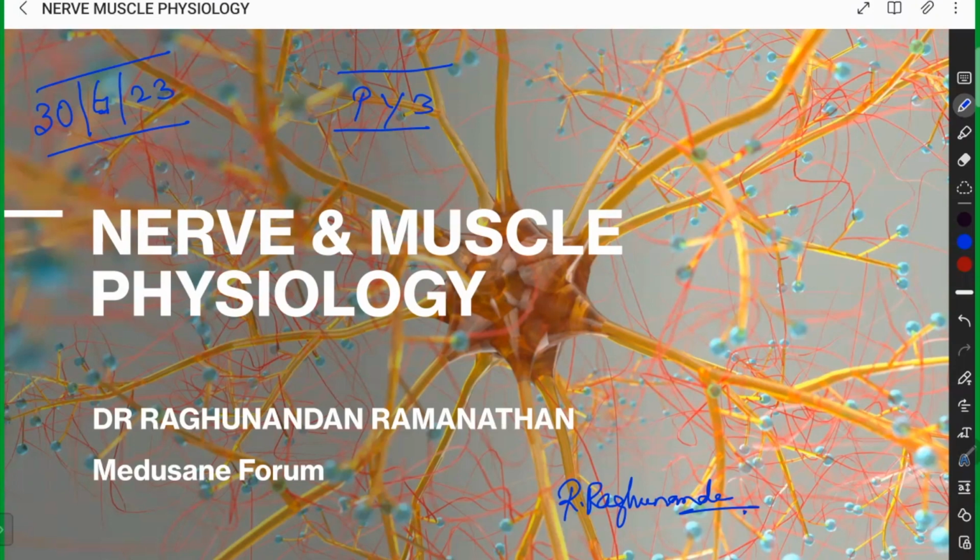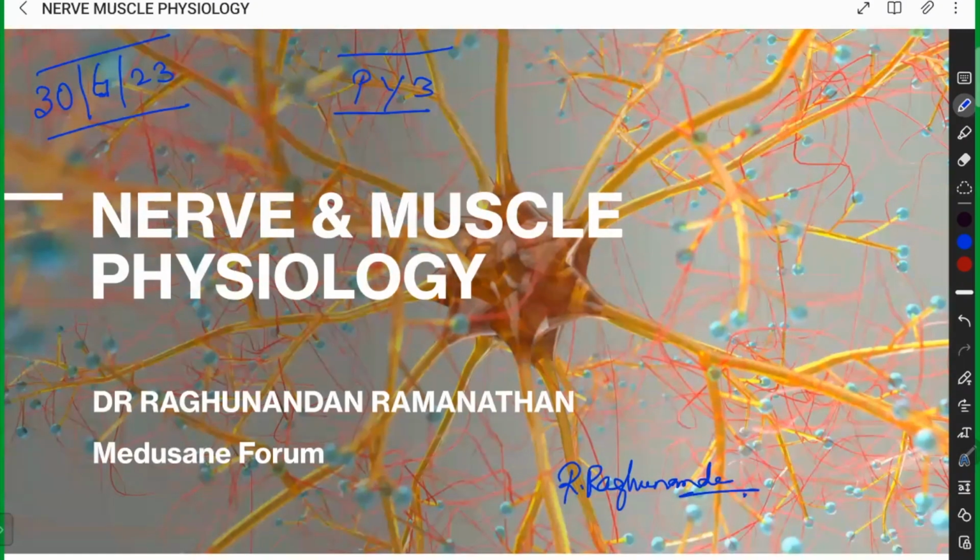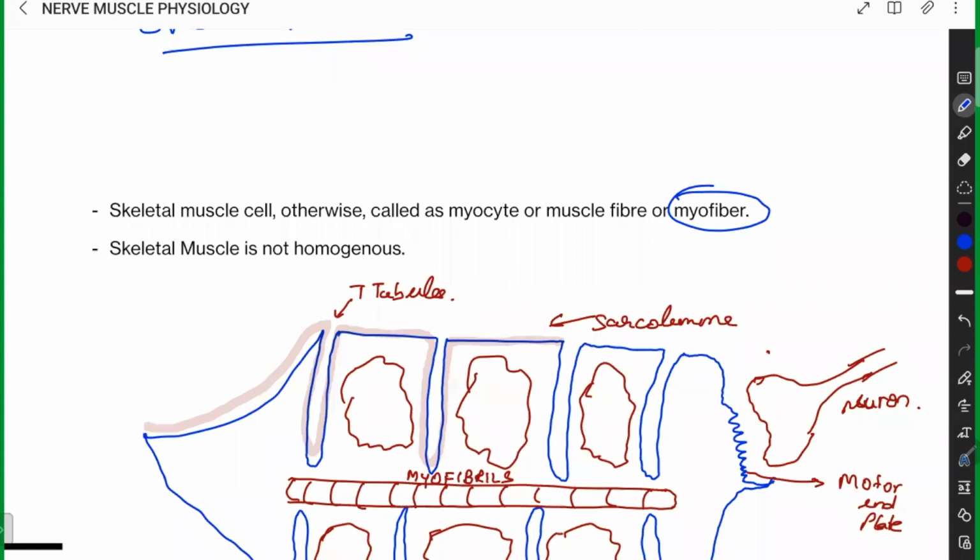To start with, a skeletal muscle cell is otherwise called a myocyte. We call it a muscle fiber, a myofiber, etc. Your skeletal muscles are never homogeneous. They have several dippings, invaginations into your cytoplasm. You call these invaginations T-tubules. So your skeletal muscle fibers are not homogeneous; they have a dipping or invagination into the cytoplasm. You call it a T-tubule.